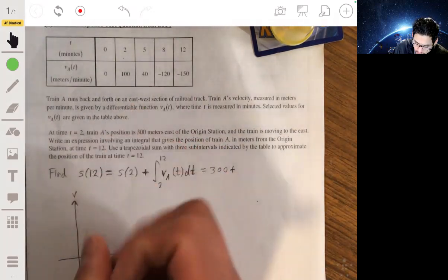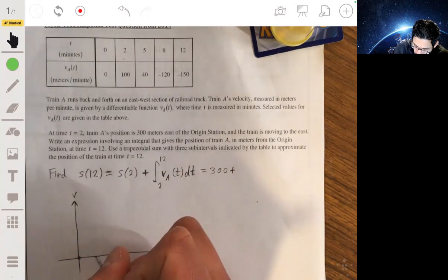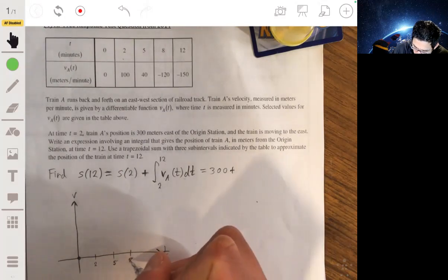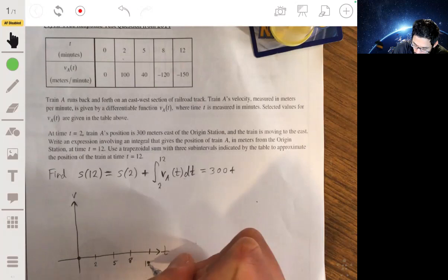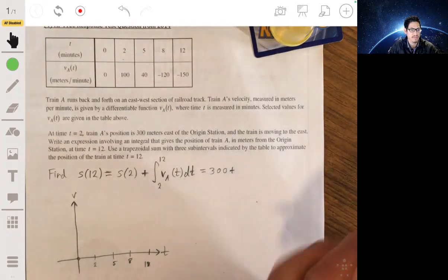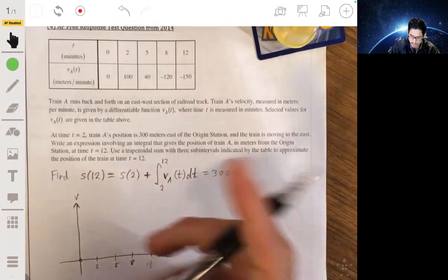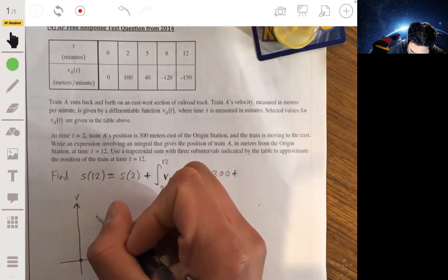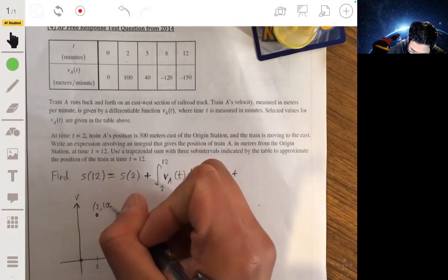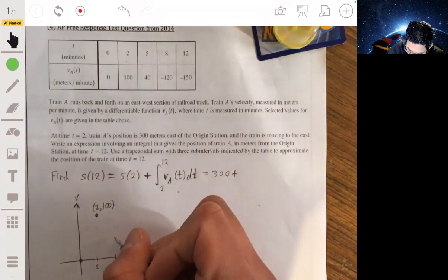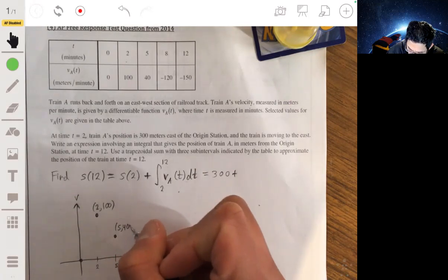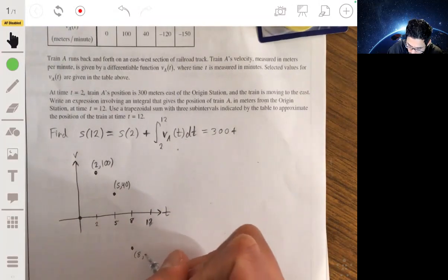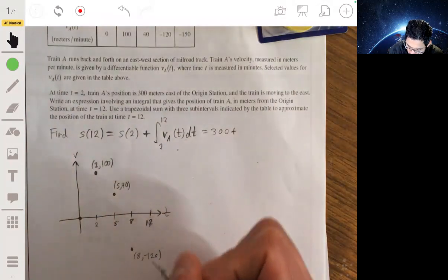So 0, 0; 2, 5, 8, 12 on the t-axis. At 2, the velocity is 100, so 2, 100. At 5, the velocity is 40, so 5, 40. At 8, the velocity is negative 120, so 8, negative 120. And at 12, the velocity is negative 150.